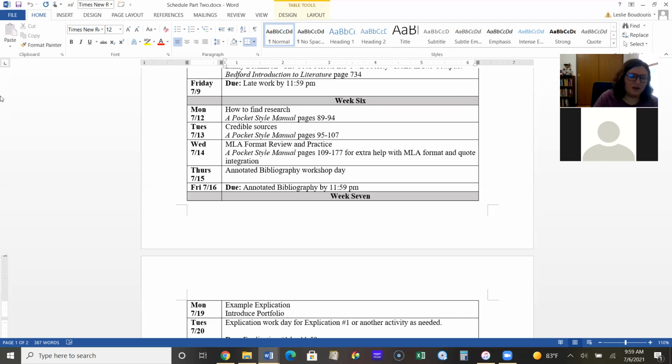So next Monday, we'll talk about how to find research, how to use a library database in the college's resources. We'll start focusing on this little book that I told you to get for the semester. It's called a Pocket Style Manual. This is all about research. You don't have to do a complex book entry on them, but I do have page numbers for information that's going to help you understand what I'm talking about more. Next Tuesday, we'll talk about credible sources.